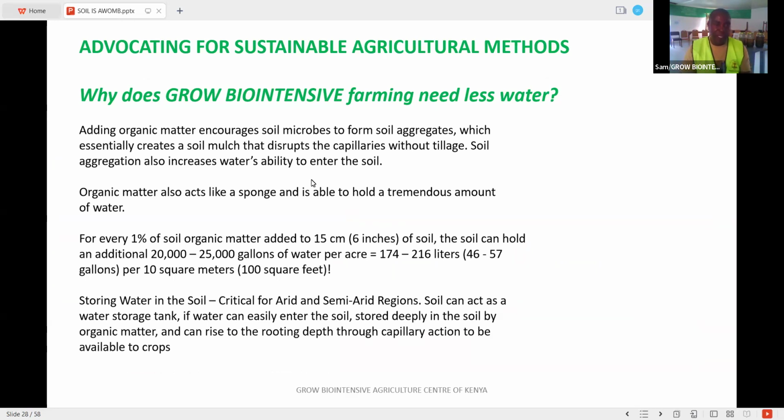That is one. And we know scientifically that one kilo of compost is able to hold between five liters and six liters of water. So once you apply one kilo of compost in the soil, you are sure that it will hold six liters of water for you. And therefore that water will be able to grow food for you.